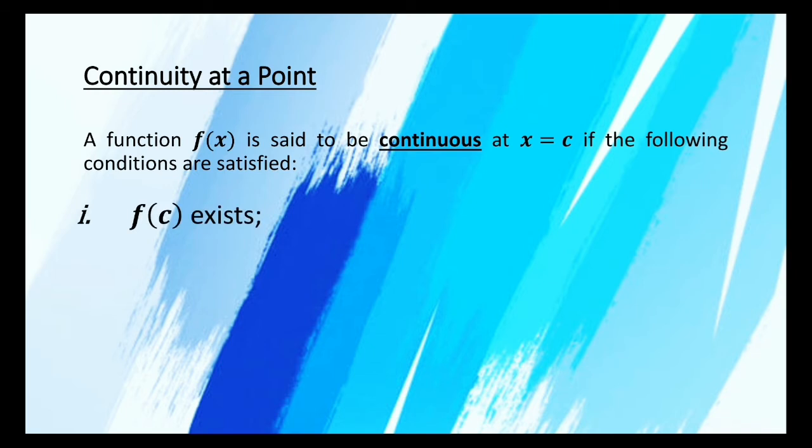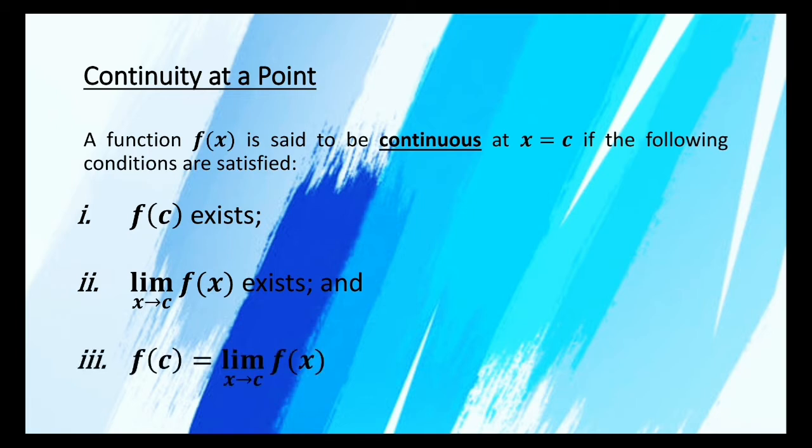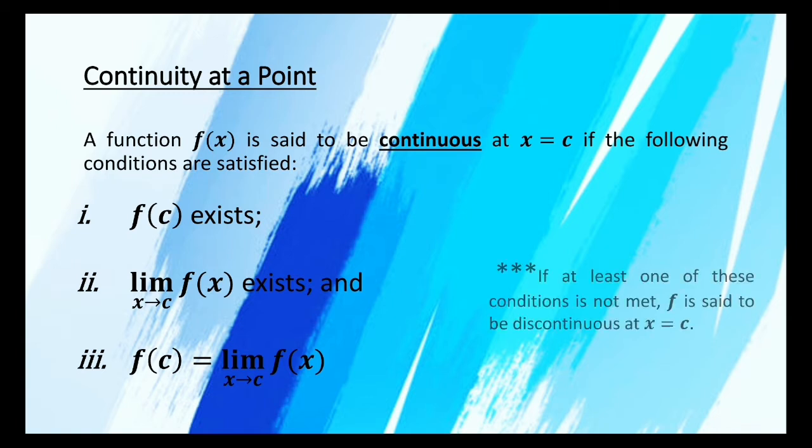First condition: f of c exists. The second one: the limit of that function as x approaches c exists. And the third one: f of c and the limit of the function as x approaches c are equal. If one of these three conditions is not satisfied, it follows that this is a discontinuous function. So first, continuity at a point.